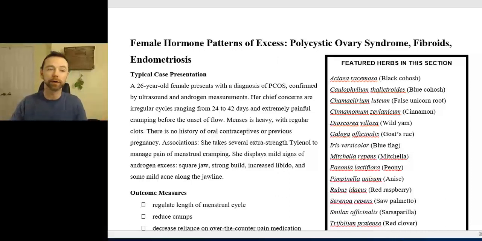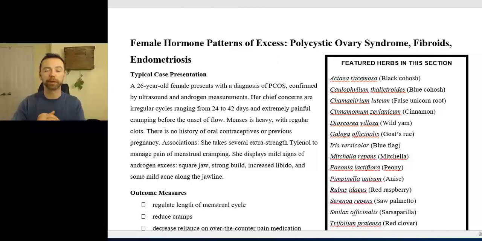But what that means in terms of our conditions are PCOS, endometriosis, and fibroids. Obviously those are different, but we're going to talk about how they're the same, and we're going to talk about what we do to treat them botanically. It is largely overlapping, and in some cases exactly the same. I effectively have one formula that I use. I call it my female hormone excess regulating formula.